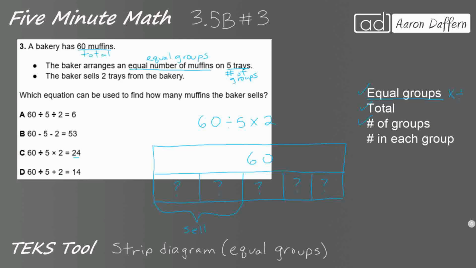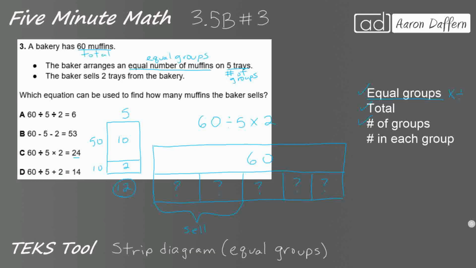If for some reason you get stuck, here's a strategy. Break 60 into numbers that you know. For example, I can break 60 into 50 and 10, right? 50 plus 10 makes 60. And then you divide by 5. 5 goes into 50 10 times. 5 goes into 10 2 times. So 10 plus 2 makes 12. So 60 divided by 5 equals 12.